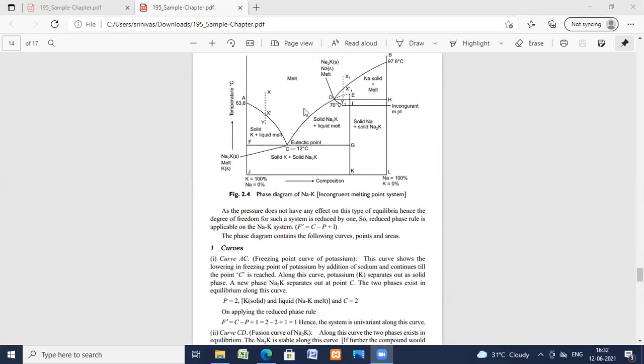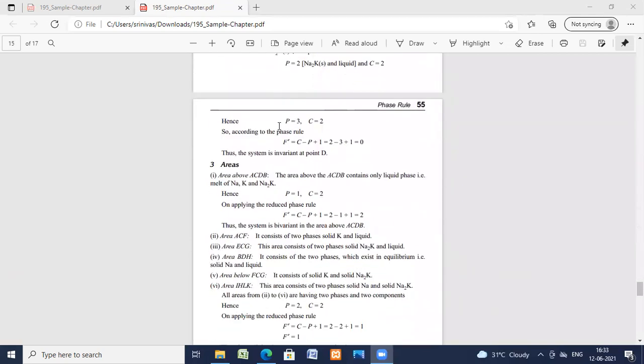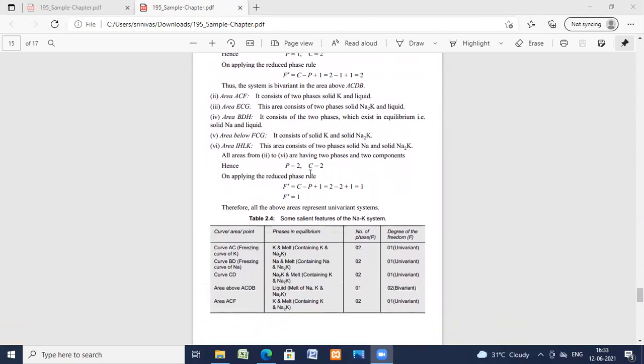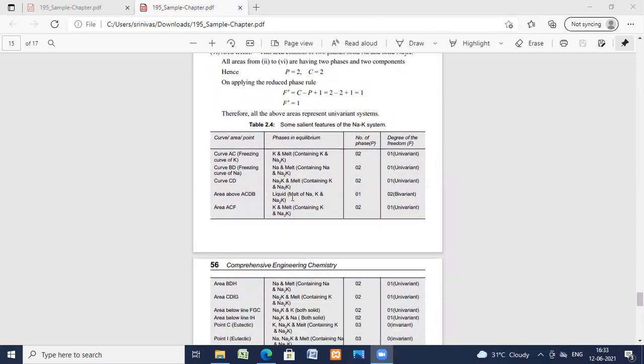Now, only one area is special, just like in the eutectic system and congruent system. Even for the incongruent system, you have the same: the ACDB area. Above this area, you have only one phase, two components. So you get a bivariant system for ACDB. Yeah, the salient features can be discussed here.